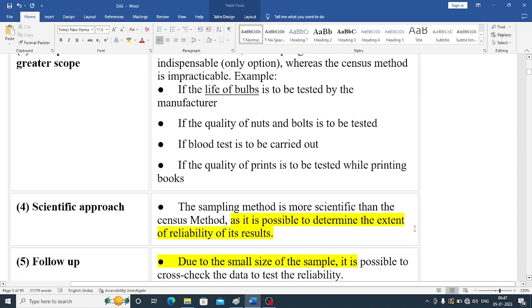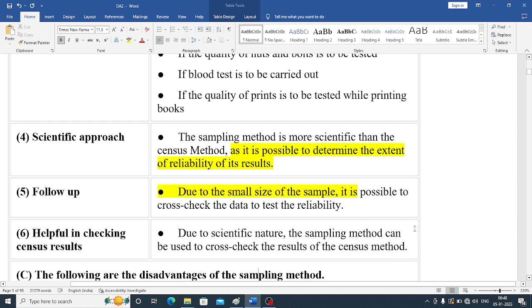Then it is scientific approach, means it is more scientific because you are actually taking data and then you are analyzing scientifically. Then you can follow up. Suppose say you got some data, you got some doubt in the data, you can again go and cross check because the number of members are less in sample.